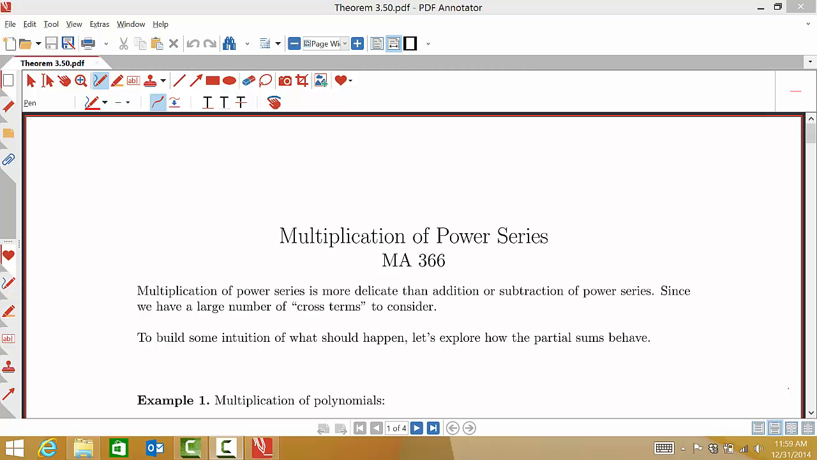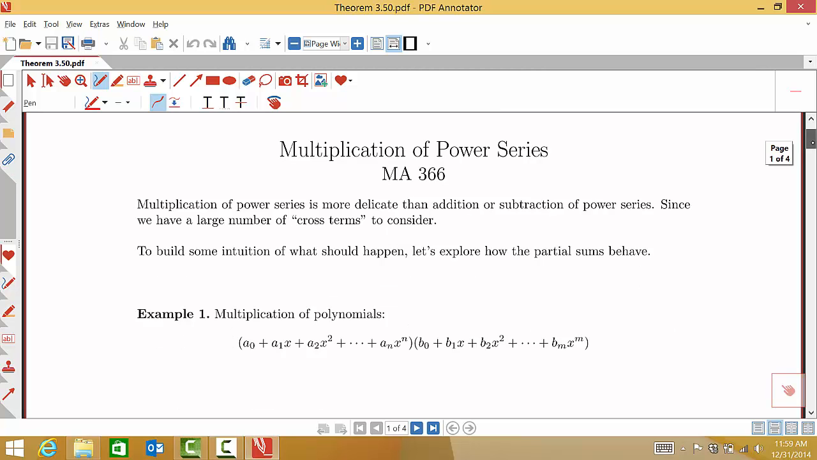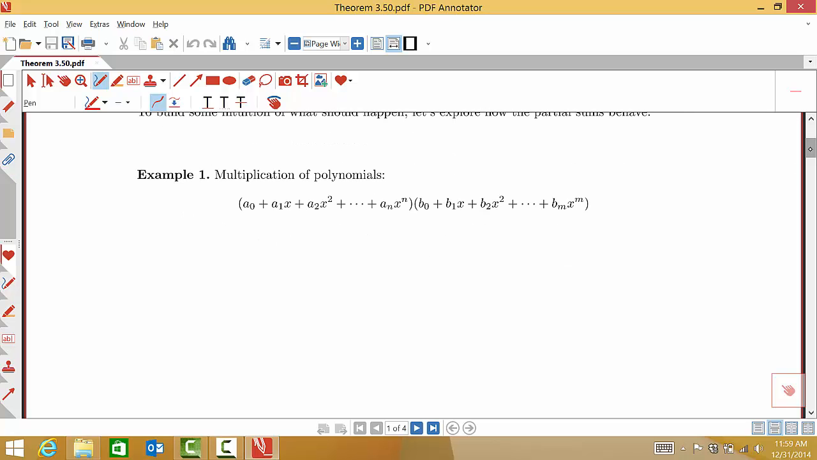To build some intuition for what we're going to do, we're going to look at the partial sums. Now the partial sums are of course polynomials. So we're going to start by looking at multiplication of polynomials. And of course what makes this interesting is we have cross terms. So we have lots of terms that can interact with each other, like this a0 can interact with every term in the second polynomial.